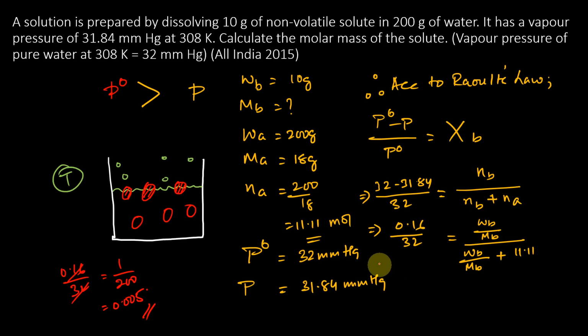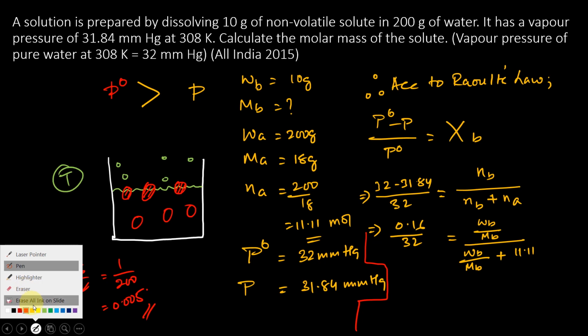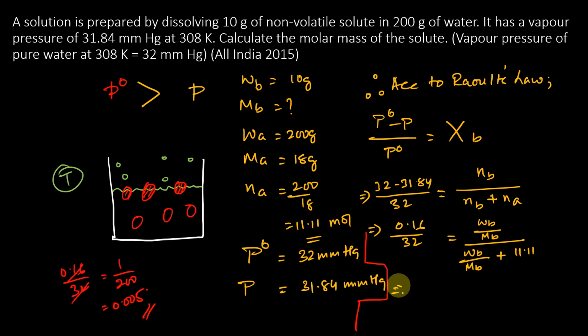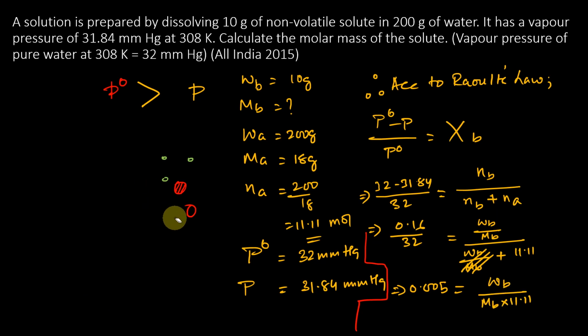So this number is going to be very less. In that case, what you will do is, this number is so small, 0.005 is so small that you can ignore this. Okay, because 11.1 plus this, because this ratio is coming so small, that means WB by MB is going to be a very small number. Okay, correct. So then what will be the calculation? We are doing it from here again.